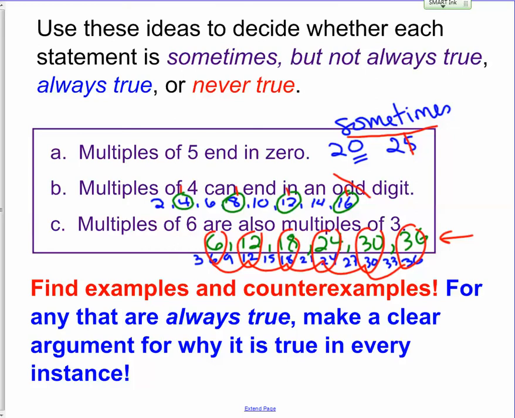Multiples of 6 are also multiples of 3. So these are the multiples of 6 in green: 6, 12, 18, 24, 30, 36. And these are the multiples of 3. What this statement says is that all of the green numbers are in the blue list, the multiples of 3. Well, 3 and 3 is 6. So every other number, starting with the 6's, these are all multiples of 6 and 3. So this is always true.